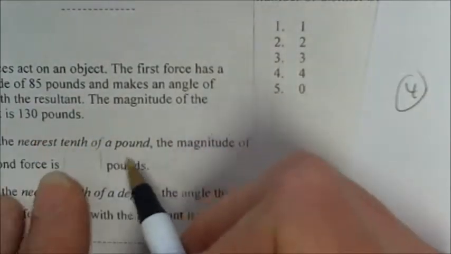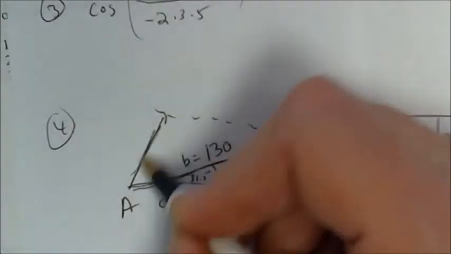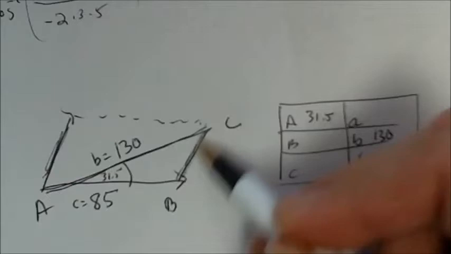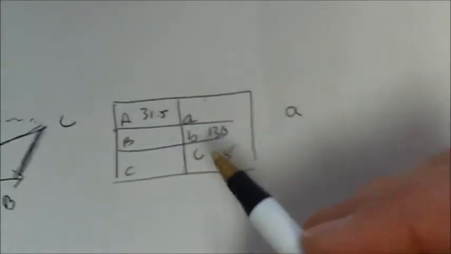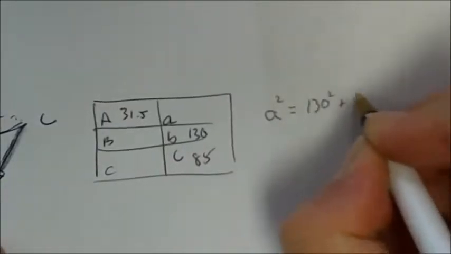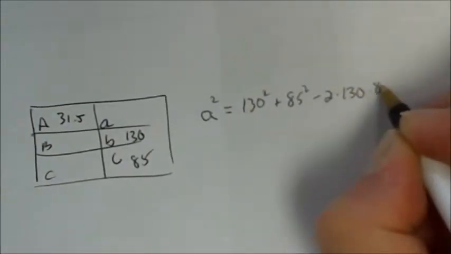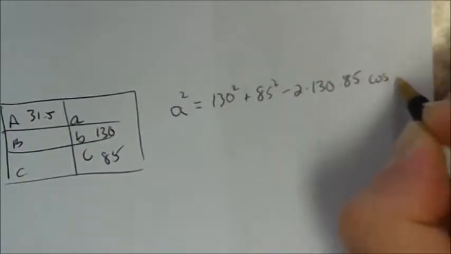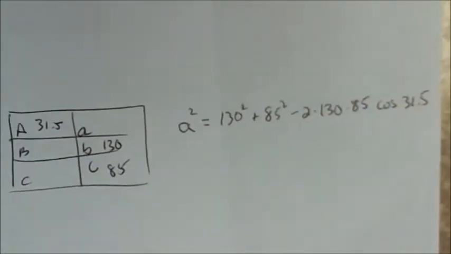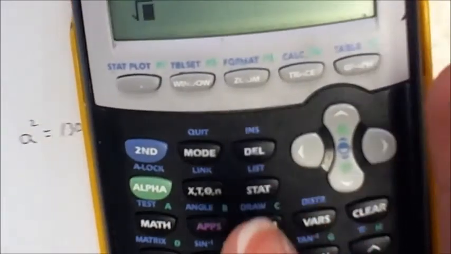So they want us to find, it says find the magnitude, to the nearest tenth of a pound, of the second force. So this is the second force they want us to find, which is the same thing as the length of this line, which is the same thing as little a. So a squared is equal to b squared plus c squared minus 2 times b times c times the cosine of 31.5. And so you put that all in your calculator and take the square root of it, and you'll find side A. So I'm just going to start a square root right now.